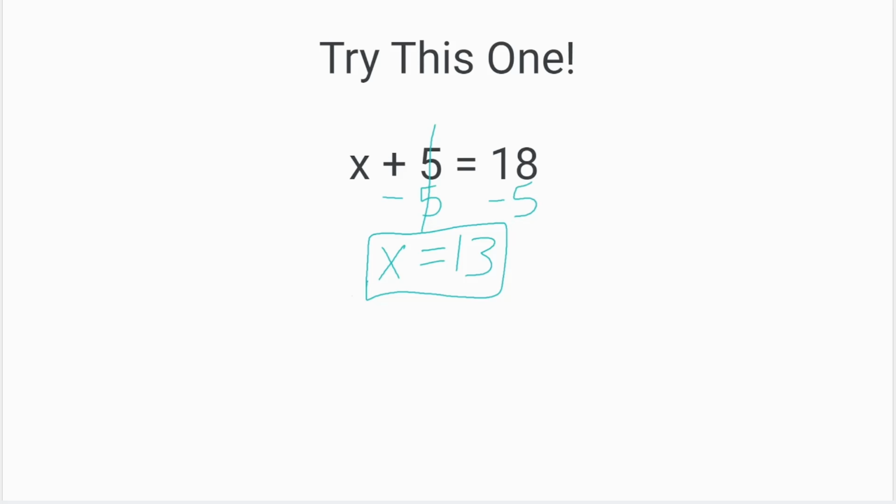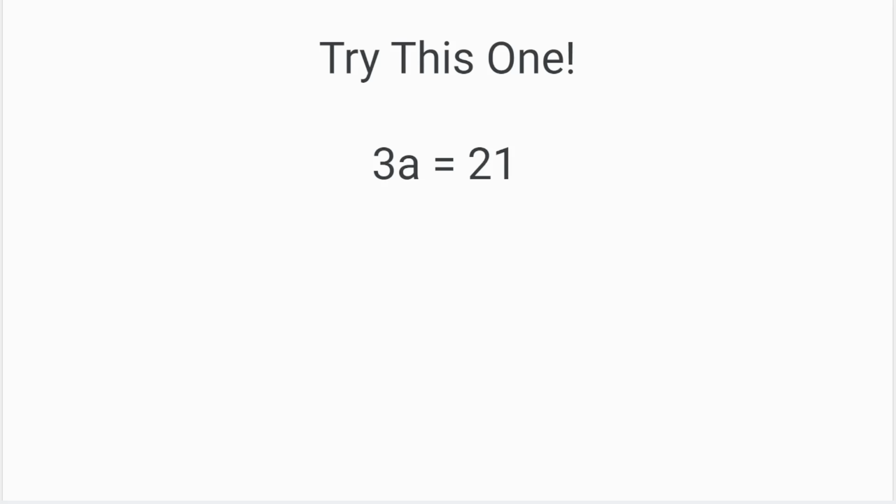Now, it's not always going to be an addition problem. It could be any operation, such as this problem here. We have 3a is equal to 21. Well, our operation in this case isn't addition anymore. It's actually multiplication. So whenever we have our coefficient, which refers to the 3 that is in front of an a, or any variable, it's kind of like this hidden multiplication here.